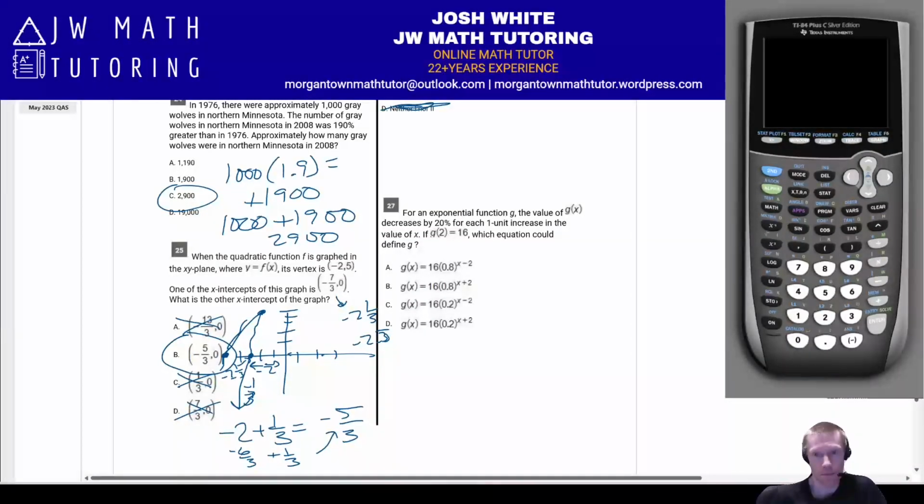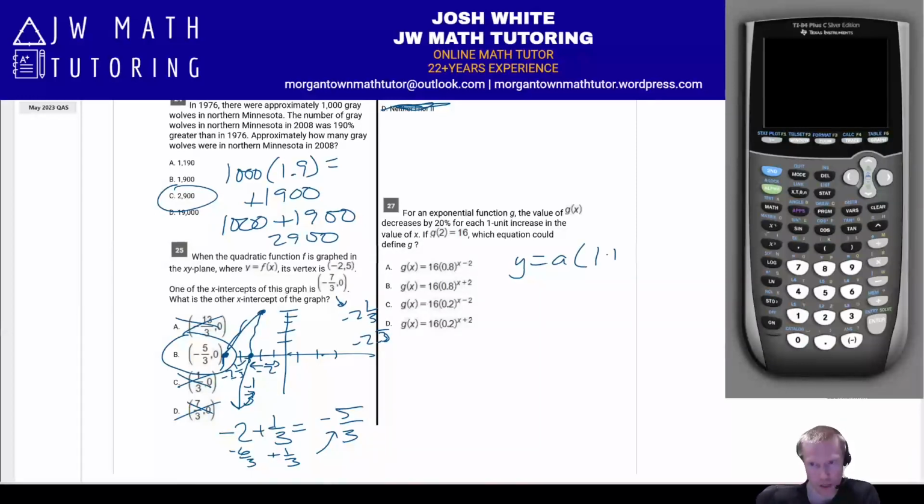Now for 27, below it, we have an exponential function. They're giving us some information, and you're just asked to determine what the general form of the equation looks like. So here, since it's decreasing by 20%, the general form of an exponential equation, I usually like to write it out as y equals a times 1 plus or minus r to the t or to the x, where a is your initial amount or starting amount, r is your growth rate or your decline rate, and t is your time or whatever.